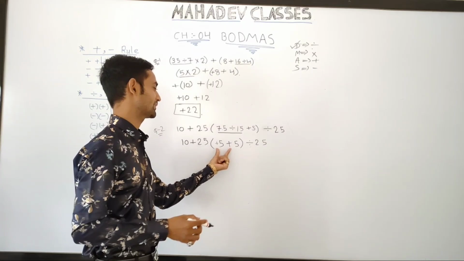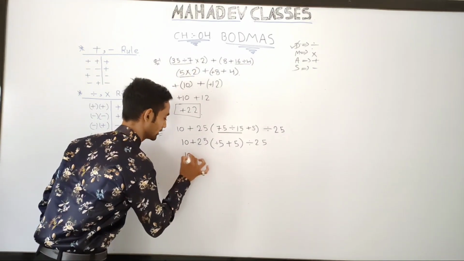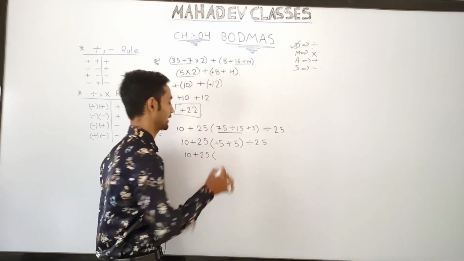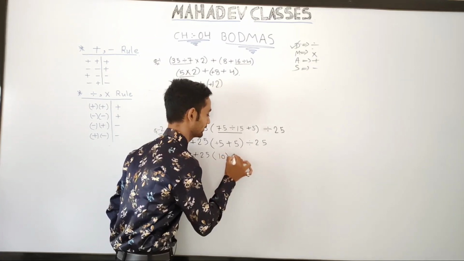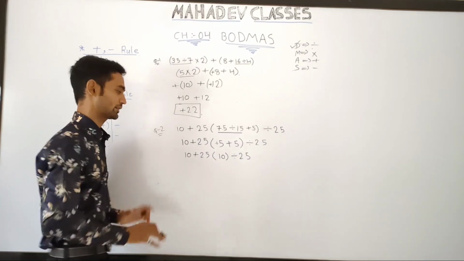Here you can all see that they are having the equal symbol. Then do the process of addition. See, 10 plus 25 in bracket 5 plus 5, you will get 10 divided by 25. Okay, now understand this thing first.